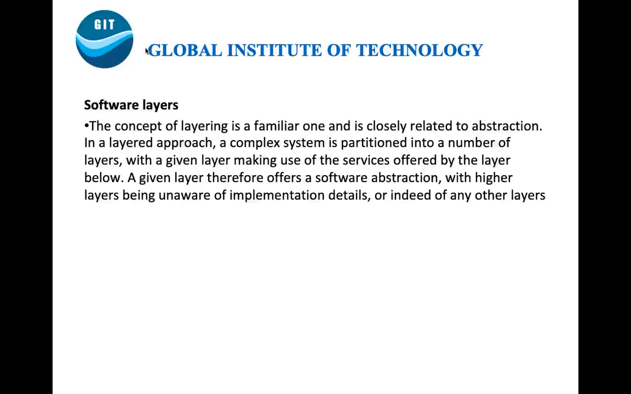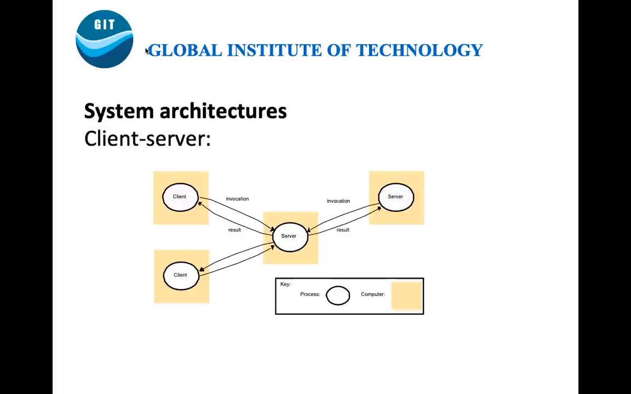The software layer is a familiar one and is closely related to abstraction. In the layered approach, a complex system is partitioned into a number of layers, with a given layer making use of the services offered by the layer below. A given layer therefore offers a software abstraction, with higher layers being unaware of implementation details or indeed of any other layers. Next one is system architecture in DS.